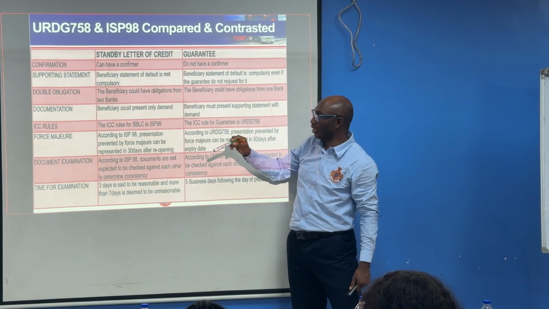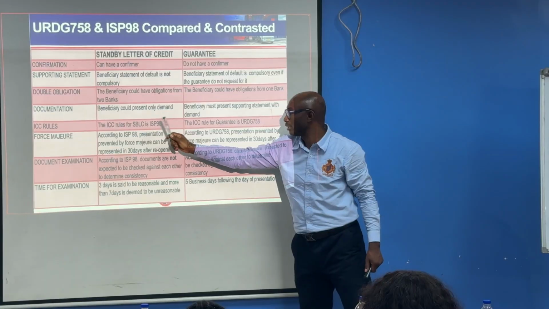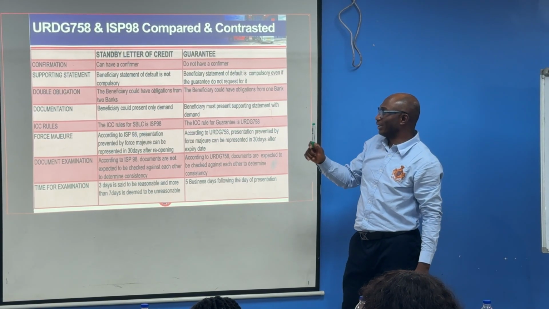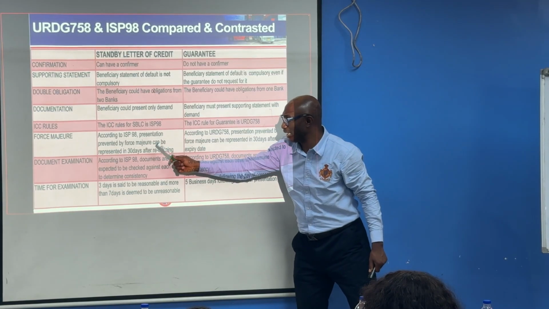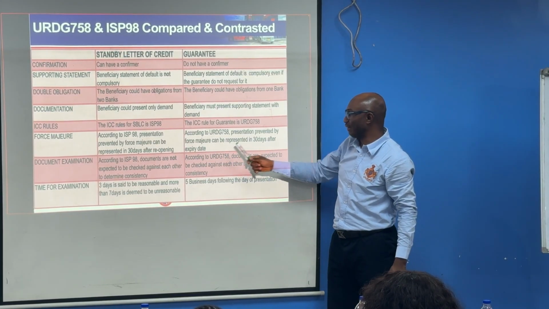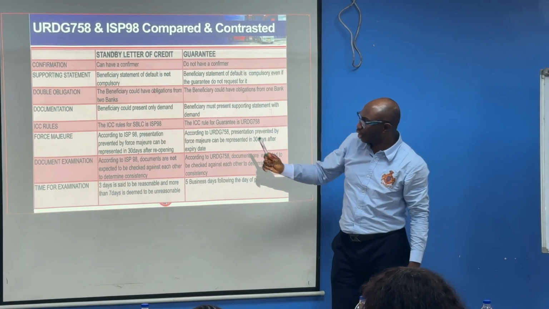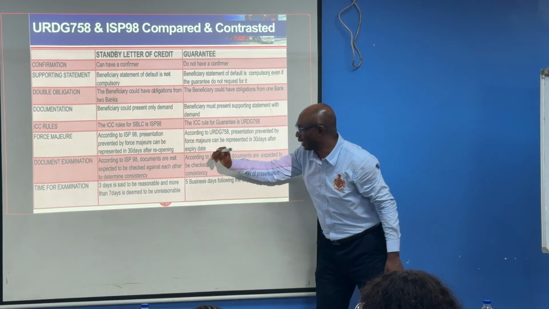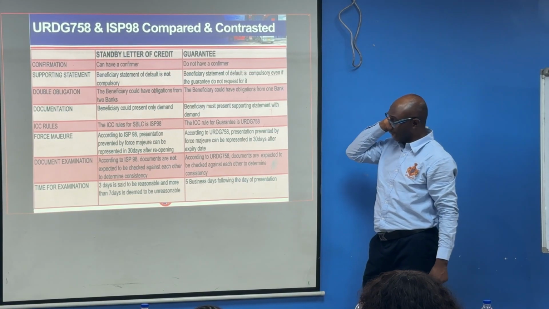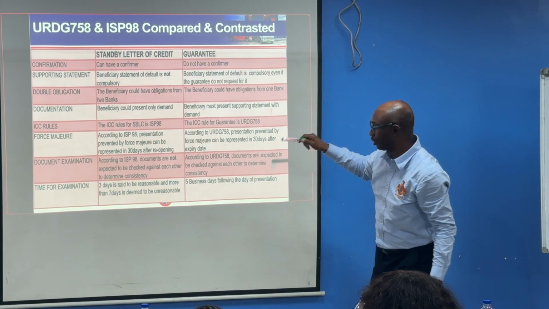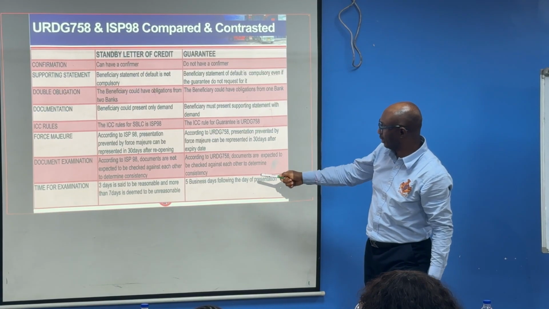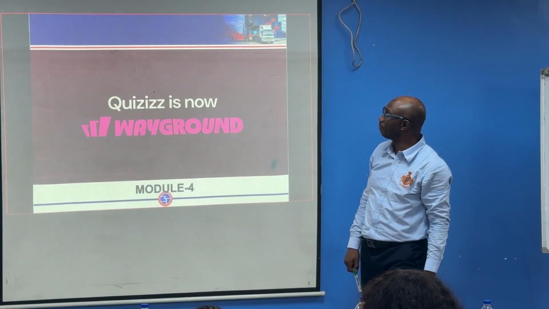ICC rule. What's the rule guiding standby? ICC. Guarantee, force majeure: I can present documents 30 days after what? After expiry. Documentation: in standby, I'm not allowed to examine documents against each other. Here, I'm allowed to examine documents against each other. Time for examination: for standby, 7 days maximum. But for guarantee, 5 days maximum.